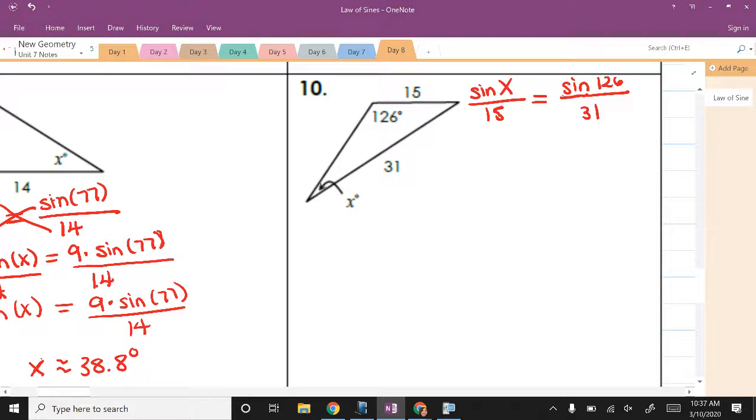All right, now we've got to solve this proportion in terms of x. So on one side, I have 31 times sine of x equals 15 times sine of 126. And then how do I get rid of the 31? Divide by 31 on both sides.